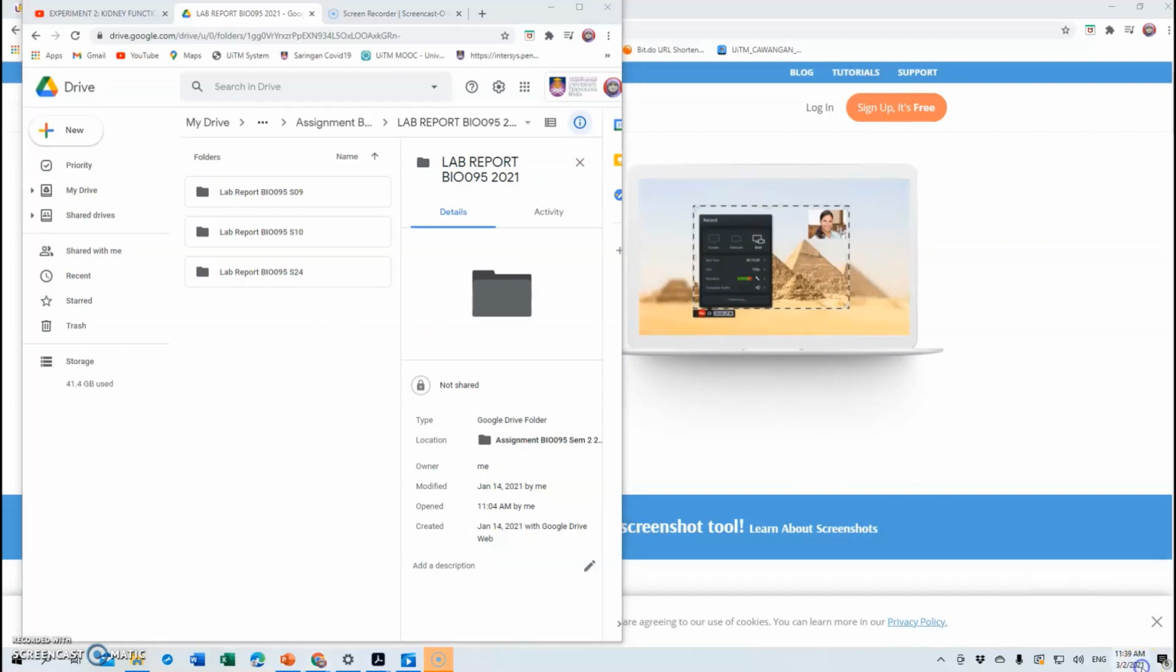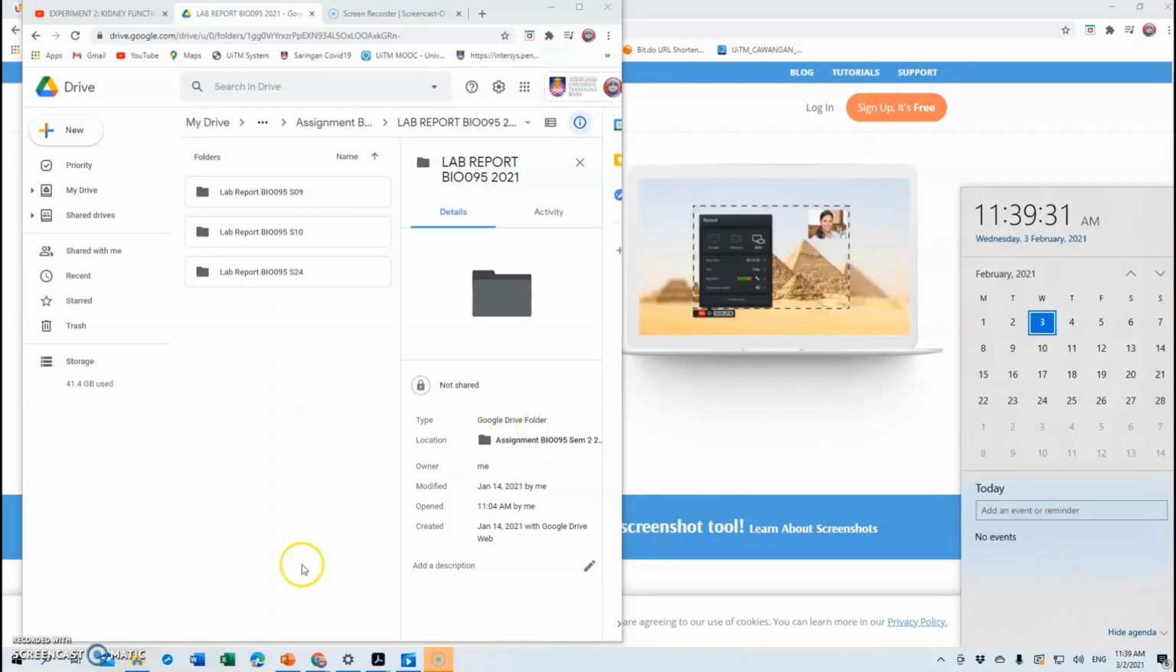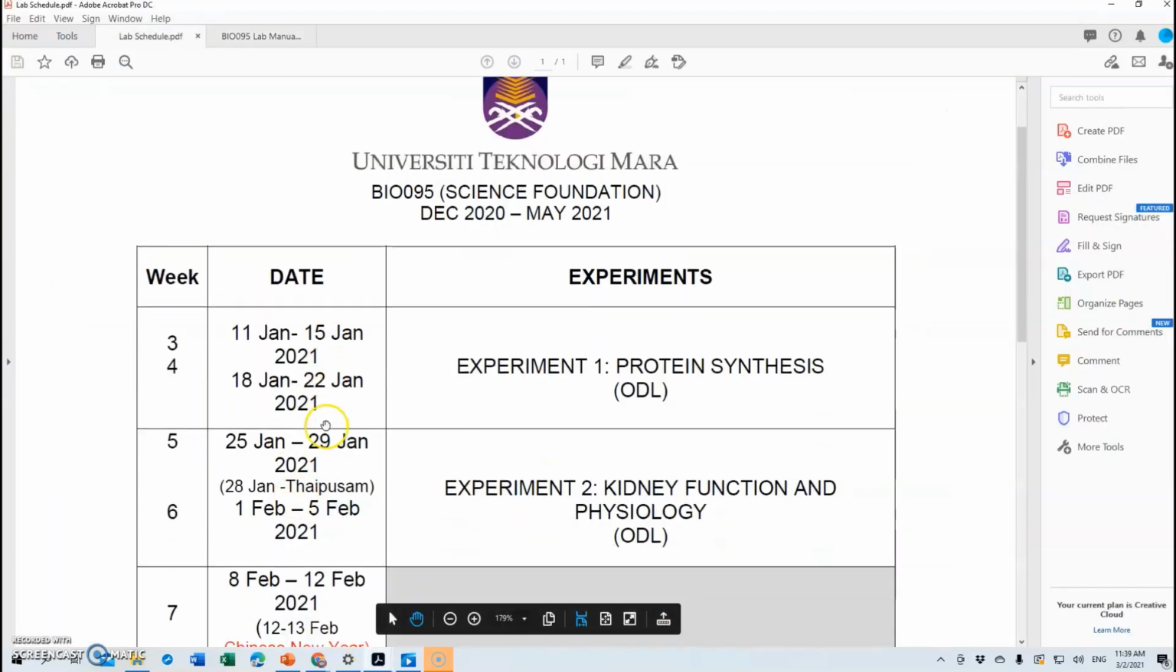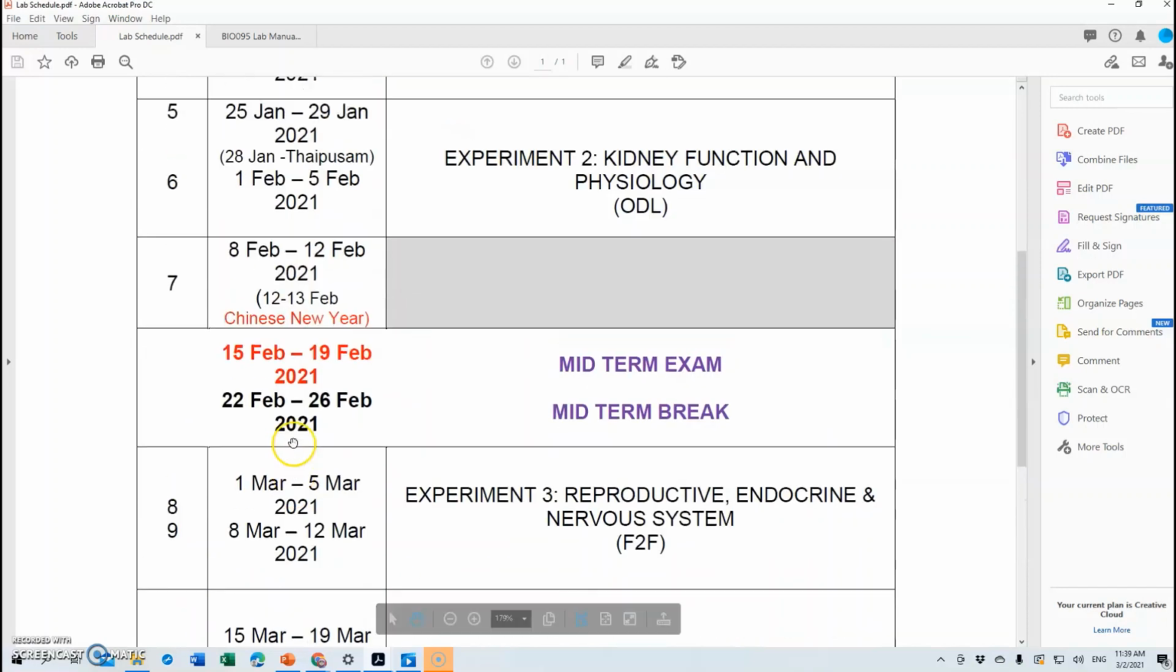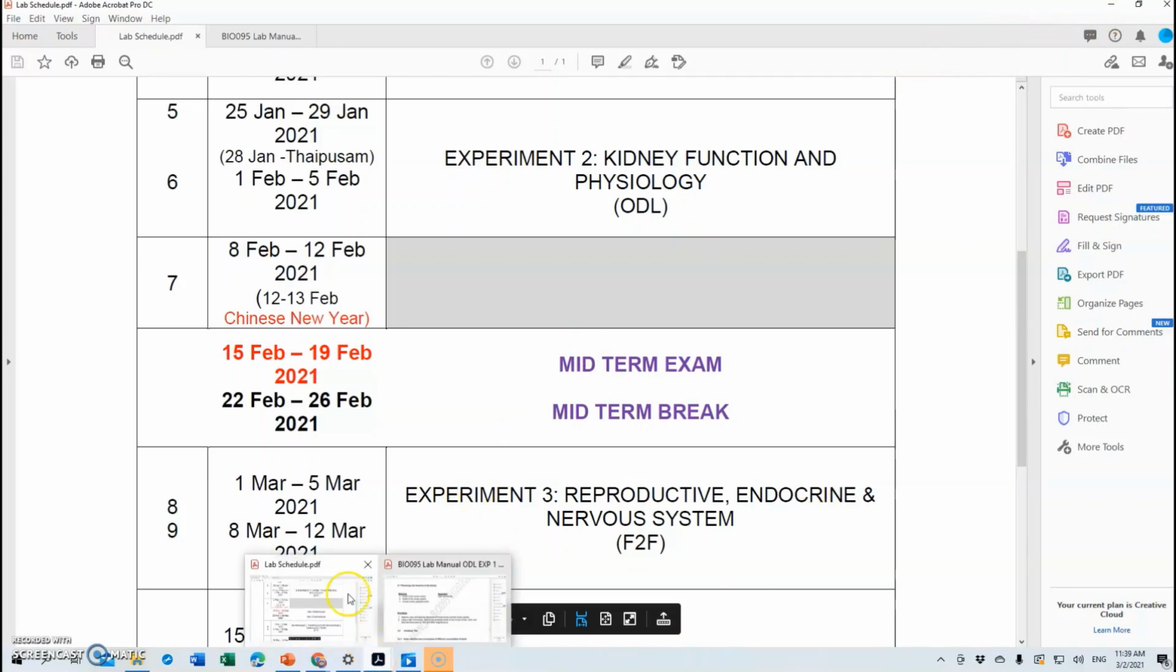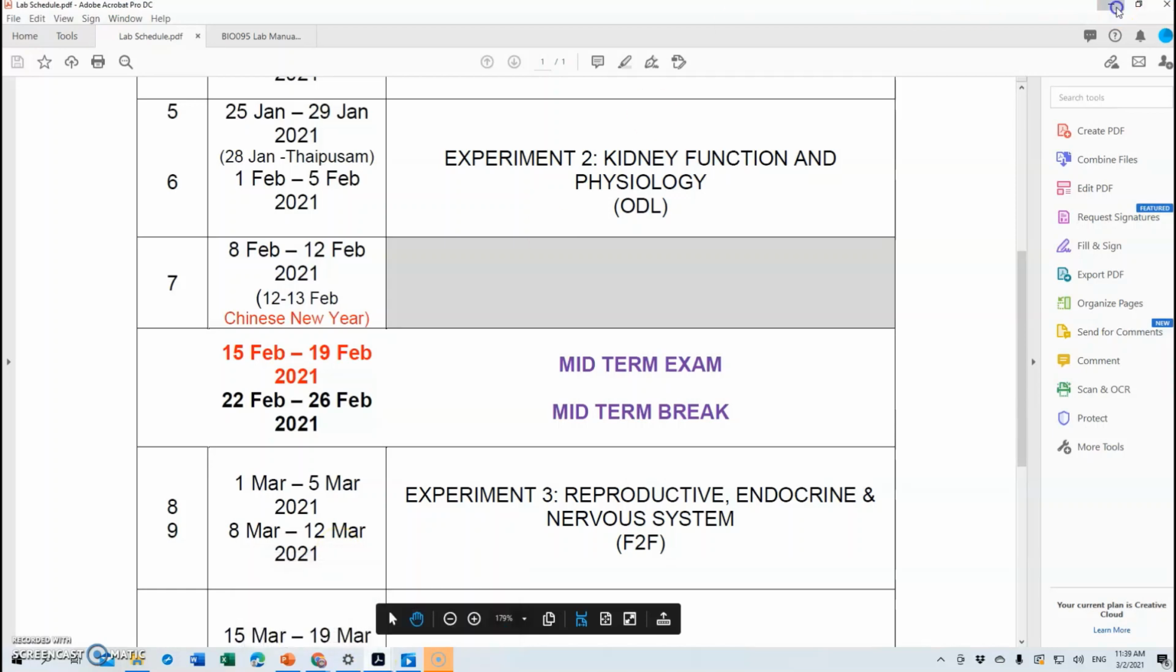And then for S24, because next week on Friday is a holiday, if you refer to your lab schedule that you can download, next week on Friday it is Chinese New Year. So you must submit also on the 11th of February in the drive that I have shared. So that's the end of my explanation.